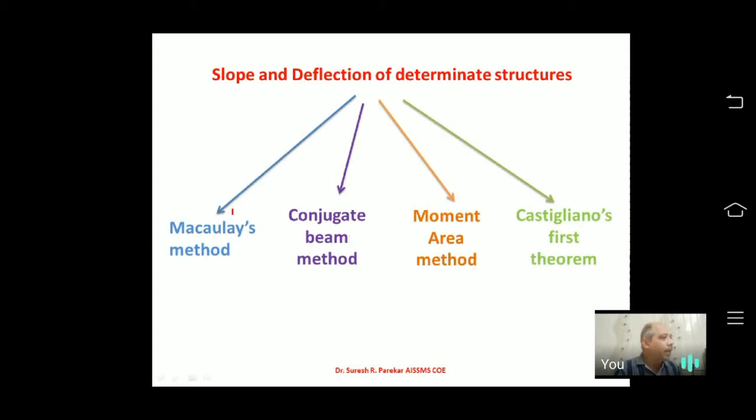In Macaulay's method, we have the drawback that EI should be constant; only then can we use Macaulay's method. Otherwise, we cannot use it. Moment area and conjugate beam have the same concept. And Castigliano's is a little bit tedious or lengthy, I can say, when we have to find slope or deflection at different points.